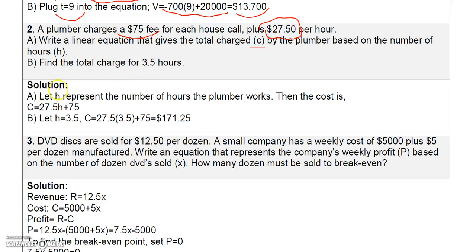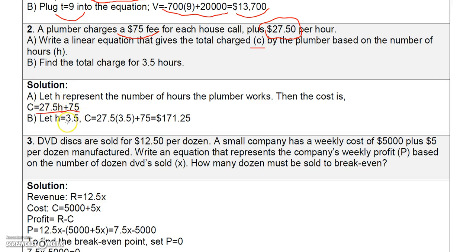Well, this actually is much easier than it looks. If we let H represent the number of hours the plumber works, then the total cost, we'll call it C, would be $27.50 per hour, so 27.5 times H, where H is the number of hours, and then plus the flat fee of $75. So that would be the equation. And that is a linear equation.